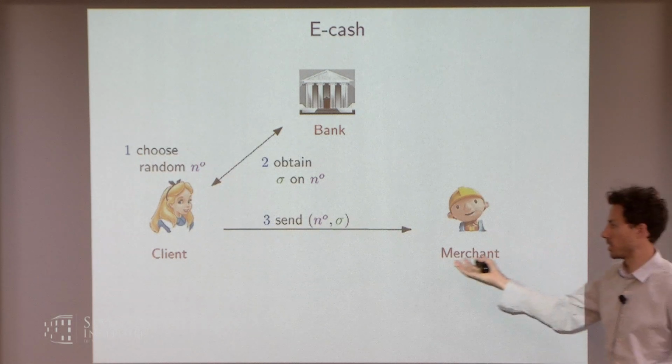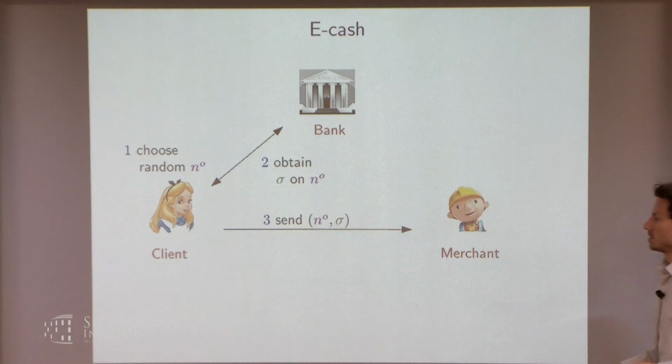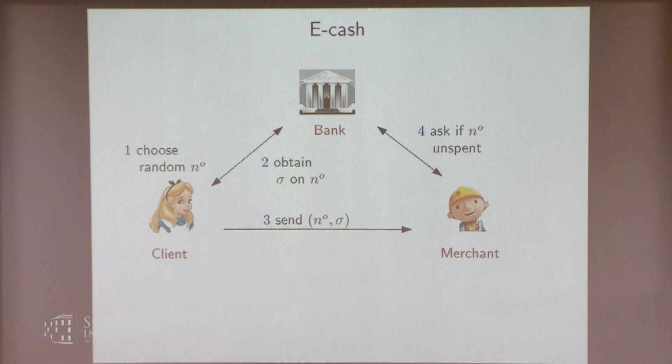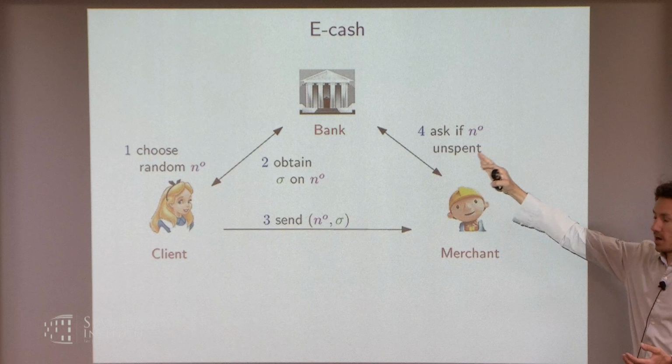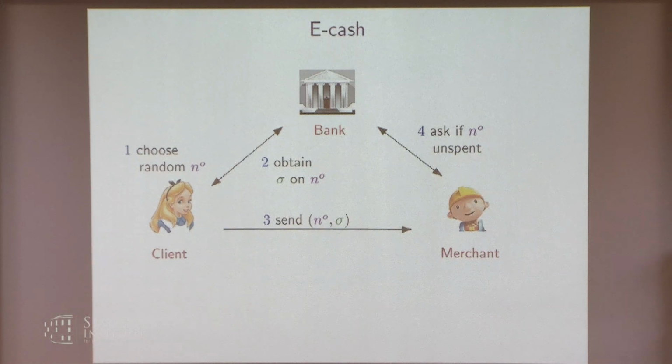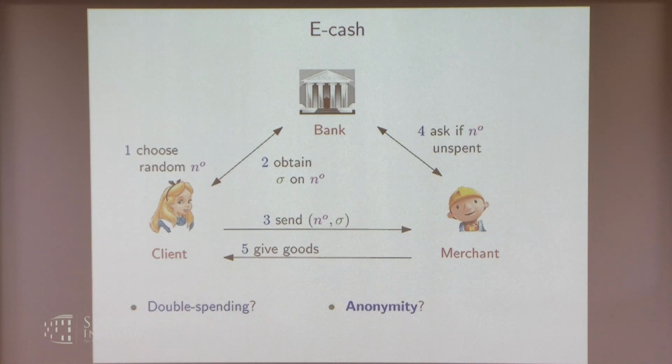She just sends this coin consisting of serial number and signature to the merchant, and the merchant can deposit it back with the bank. So how does this very simple scheme prevent double spending? Well, the merchant will only accept this payment after asking the bank whether that particular serial number had already been spent, and only then give out the goods. So double spending is solved by having online verification. And anonymity follows due to the properties of blind signatures.